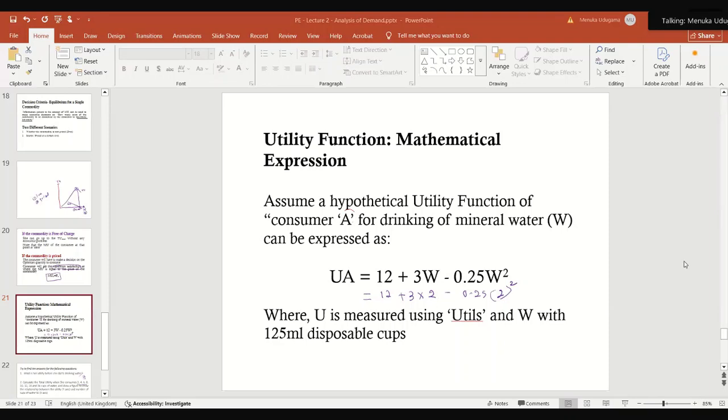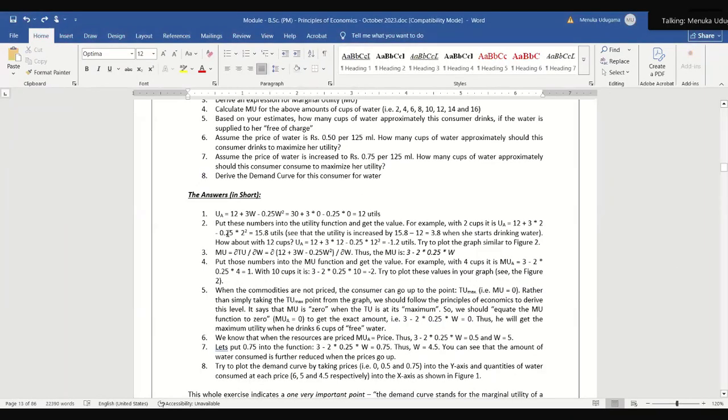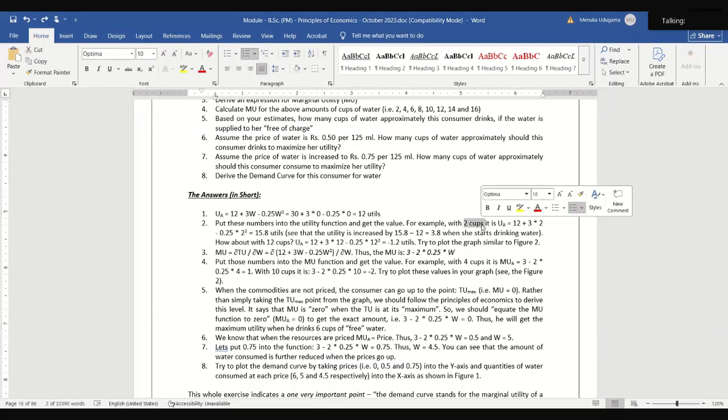So go back to your module, it's all there, right? So if you consume 2 glasses or 2 cups, and 6 glasses and so on, we have the numbers here, the answers are given, what you get if you consume 2 glasses. So it's all there, you can do the calculation.